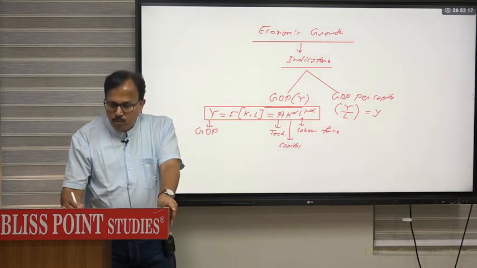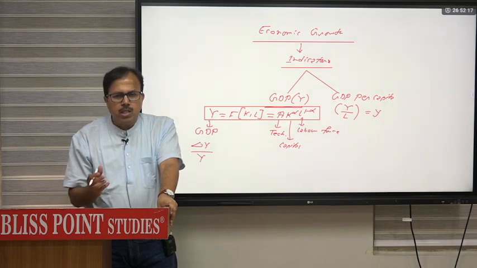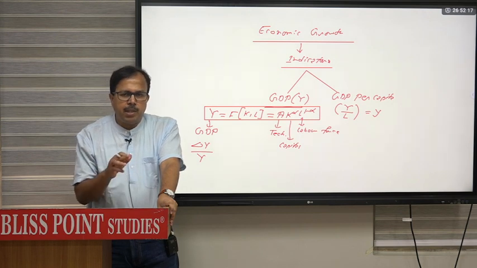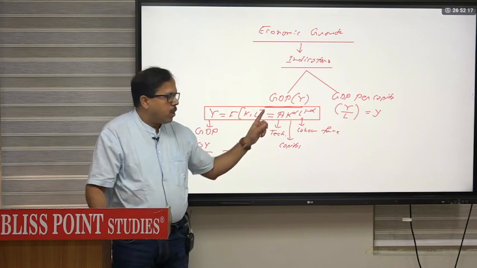So this equation will later be written as the growth of GDP. I can write it as delta Y by Y, the change in GDP divided by last year's GDP. That will be the growth of GDP. So the GDP growth rate will be equal to growth of technology.